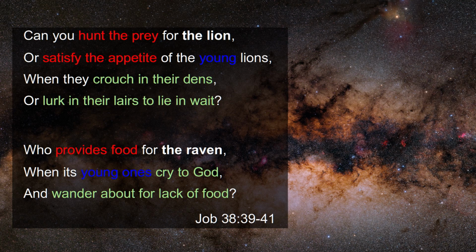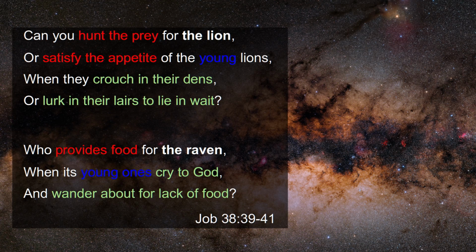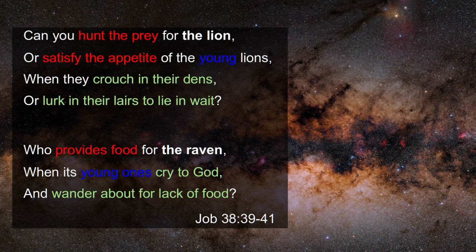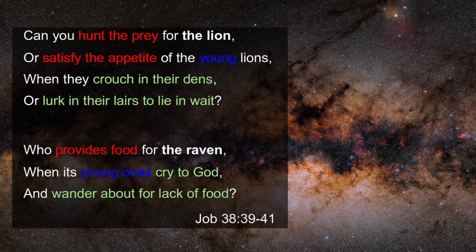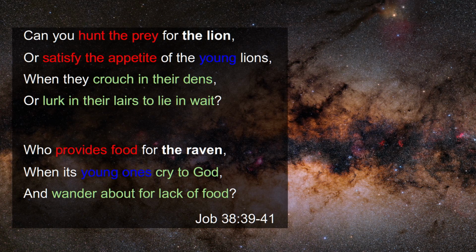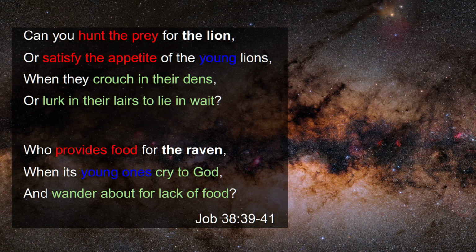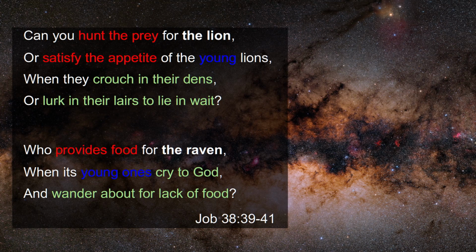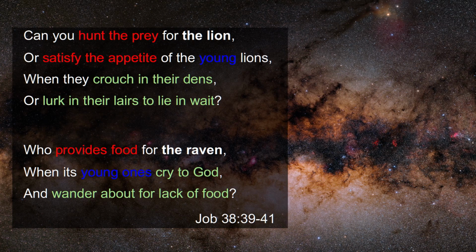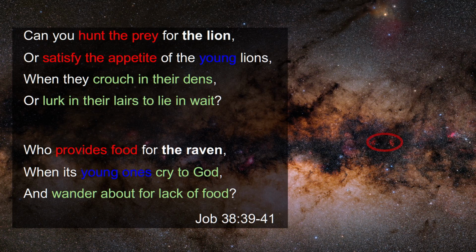Job listed 2 different animals that were working to hunt and provide food for their young. So I was looking for both a lion and a raven shape, as well as something that might represent the food for their young. Here is an overlay of the lion shape. And here is the raven. This red nebula appears to represent the prey and the food.